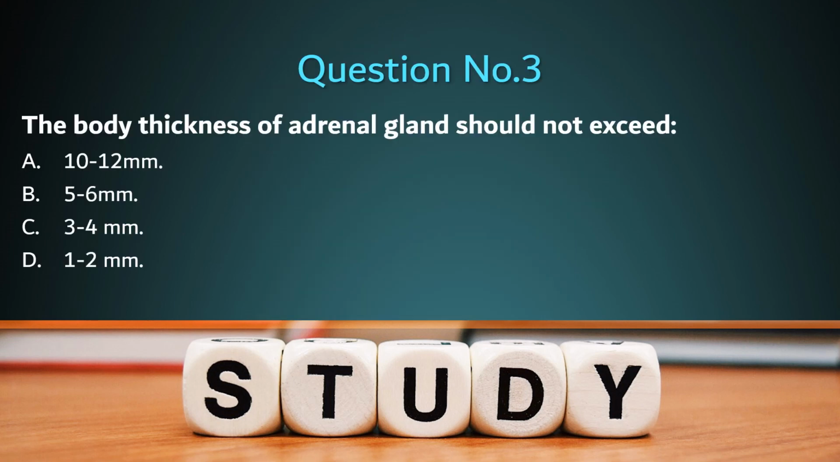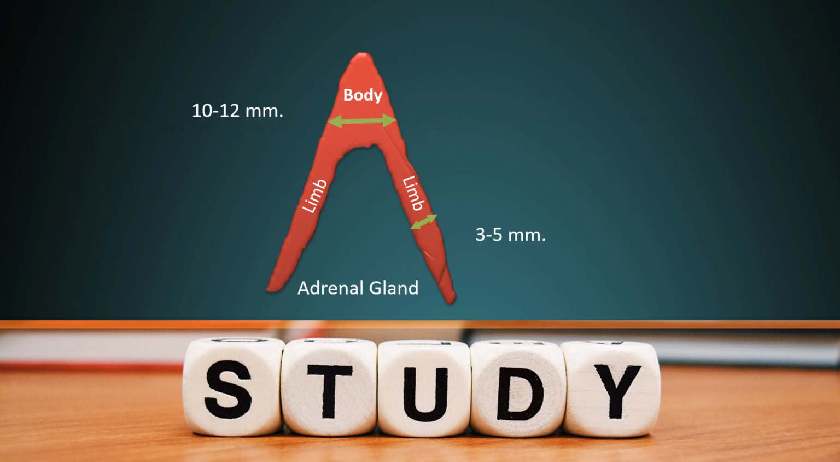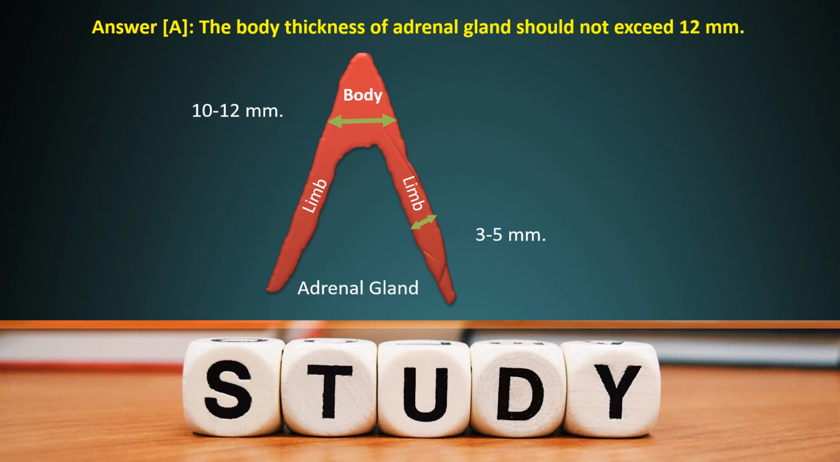Question number 3. The body thickness of the adrenal gland shouldn't exceed: A, 10 to 12 mm; B, 5 to 6 mm; C, 3 to 4 mm; or D, 1 to 2 mm. The adrenal gland has a body and two limbs, a medial and a lateral limb. The body shouldn't exceed 12 mm, while each limb's width is about 3 to 5 mm. So, the right answer is choice A. The body thickness of the adrenal gland shouldn't exceed 12 mm.